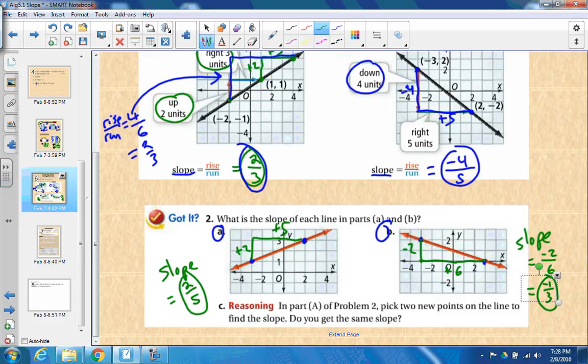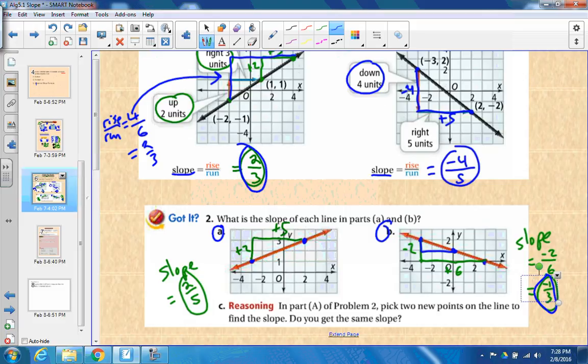All right. You could also pick 2 other points, like right here. You could say this is a point. And I'm going to go from here to here, you go down 1 and over 3. That's where you get the -1/3 again. Same thing, -1/3. Just picking 2 different points.